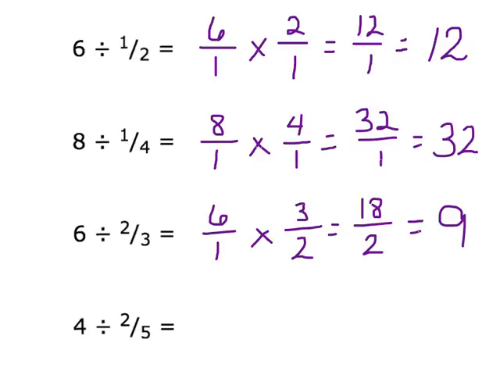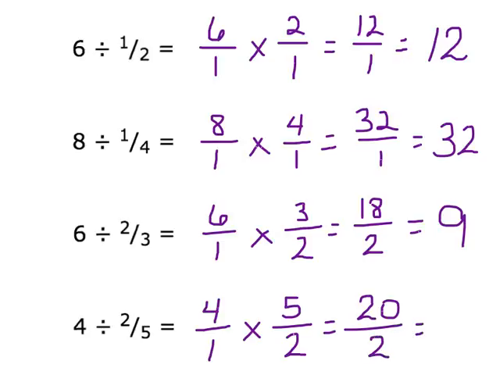4 divided by 2/5. I have 4 as my numerator. 1 is the denominator. Again, I'm finding the reciprocal, so I'm going to multiply it times 5/2. 4 times 5 is 20. 1 times 2 is 2. 20 divided by 2 is 10.